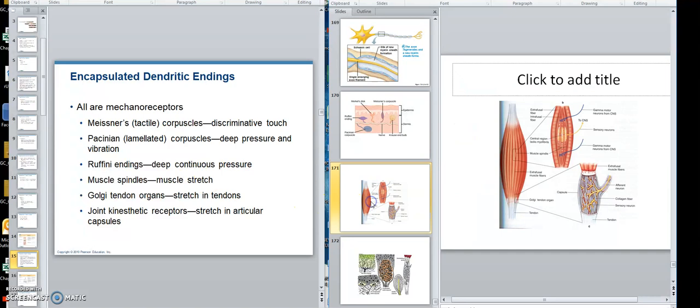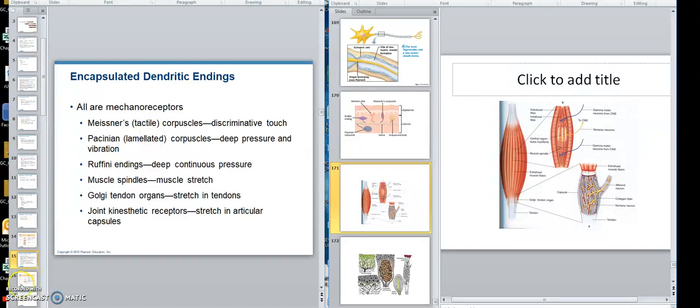Muscle spindles, which are these right here. Go back to the muscle chapter. They kept tonus on the muscle. Then you had the Golgi tendon organs. Remember I said that when the muscle tightens, it puts a lot of pressure on the tendon. So the Golgi tendon organ works opposite to the muscle spindle. But both of these are mechanoreceptors. And then you have stretch receptors in your joints to determine position.